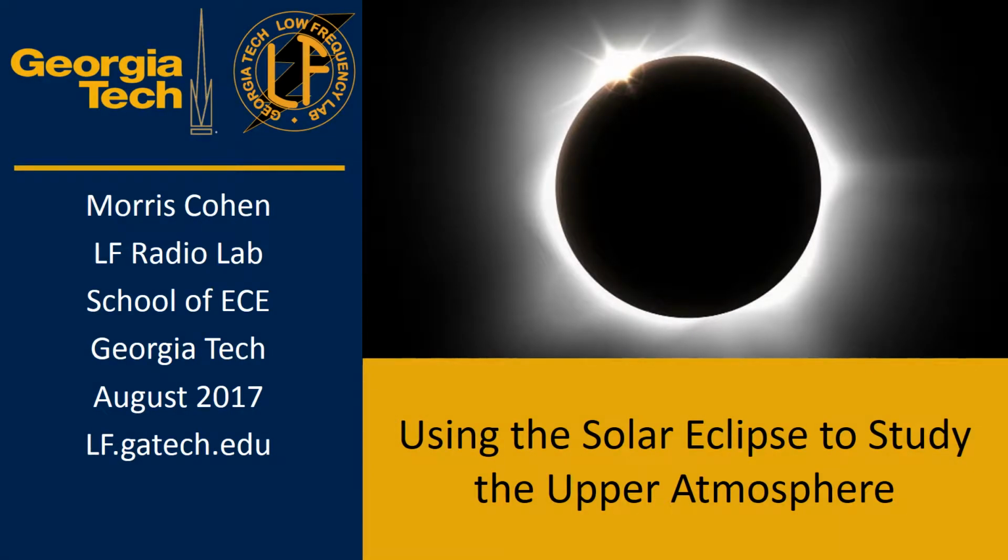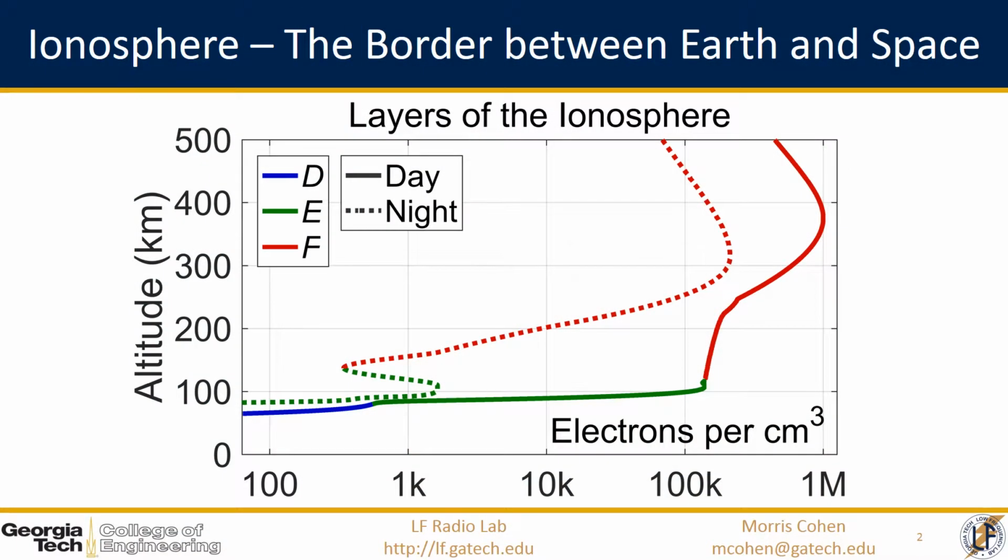I'm at Georgia Tech, and I'll give you a brief introduction about how we're planning to use a solar eclipse to study the upper atmosphere. The region of the atmosphere that we are interested in is called the ionosphere. You can think about the ionosphere like it's the border zone between the Earth and space.